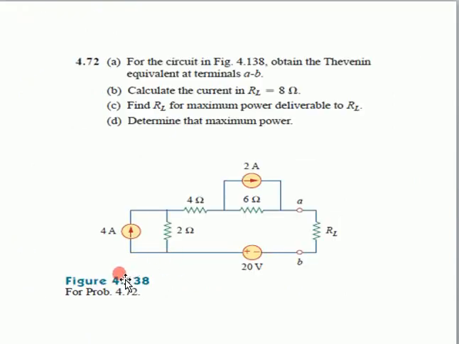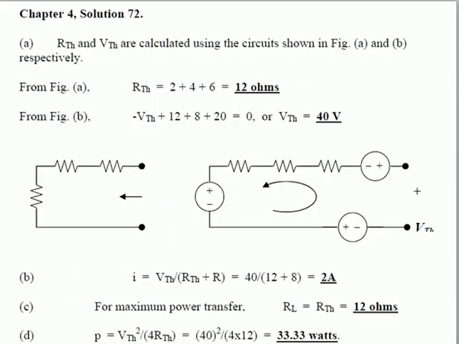here and here also. When we perform the source transformation, this current source will be transformed into the 8 volt battery, and this current source will be transformed to the 12 volt battery. This 6 ohm resistor will be in series with that voltage source, and this 2 ohm resistor will also be in series with that voltage source. So here is the circuit.